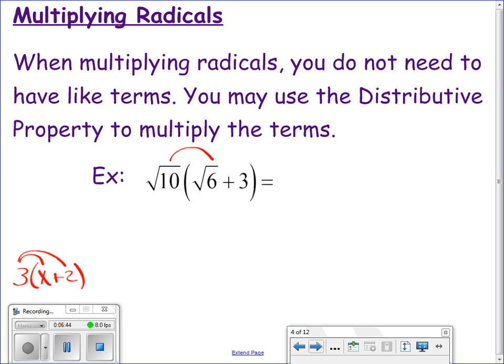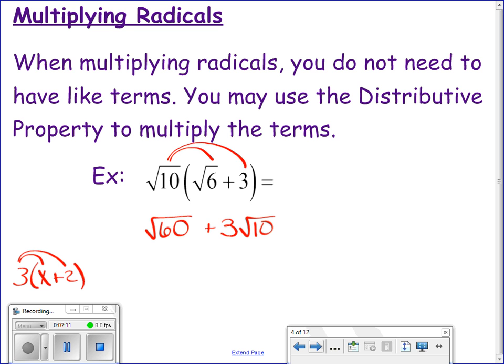So what's radical 10 times radical 6? Radical 60. Good. Radical 10 times 3 is just 3 radical 10. One's in a radical, one's not, so I actually can't multiply them together. So am I done? Do I just stop there? Simplify. Yeah, just like before. Now I'm down to an addition problem, just like we finished up doing.